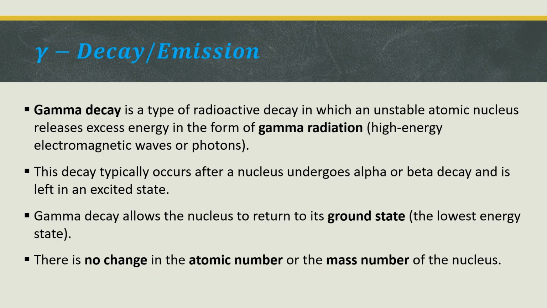So we can see this is the excited state and this is the ground state. The electron is stable at the ground state. When it is excited, it goes to the excited state. After coming from the excited state to the ground state, following alpha or beta decay, it emits photons or gamma rays, which is called gamma decay or gamma emission.